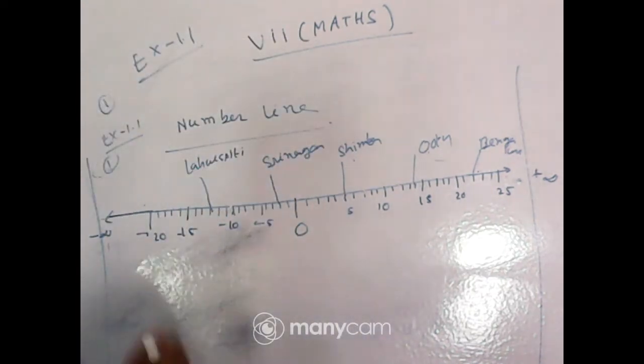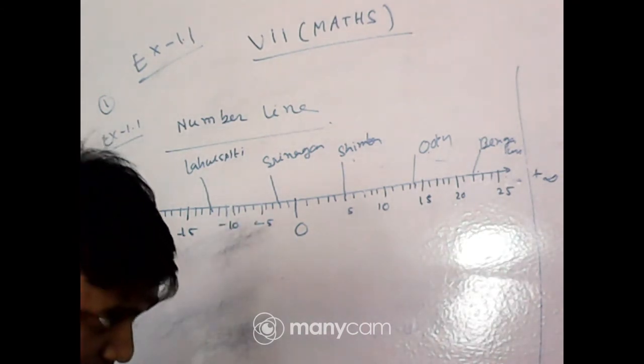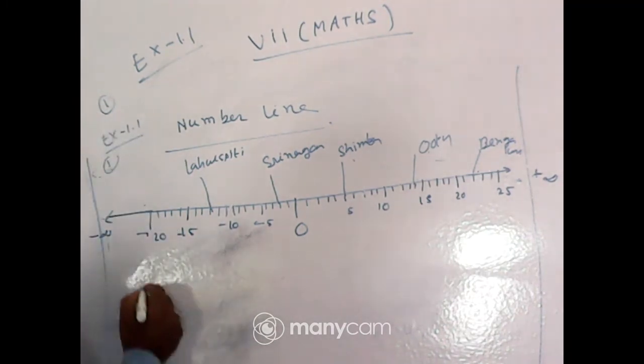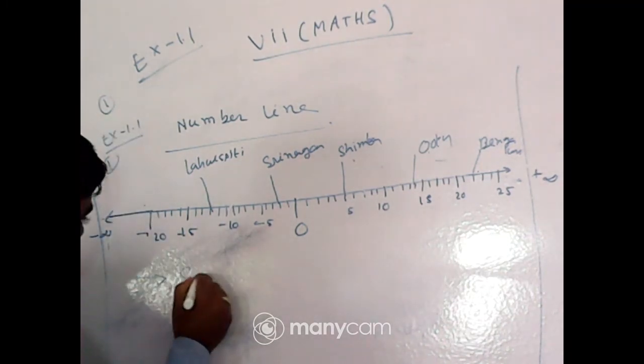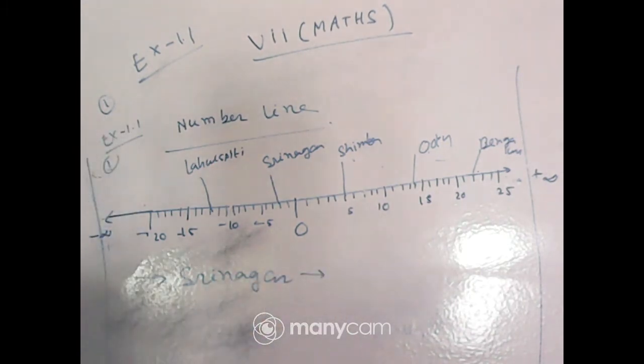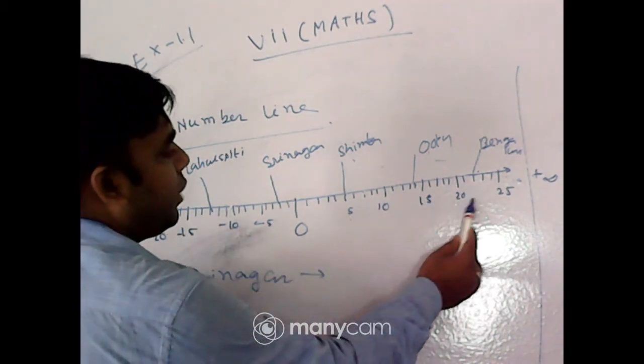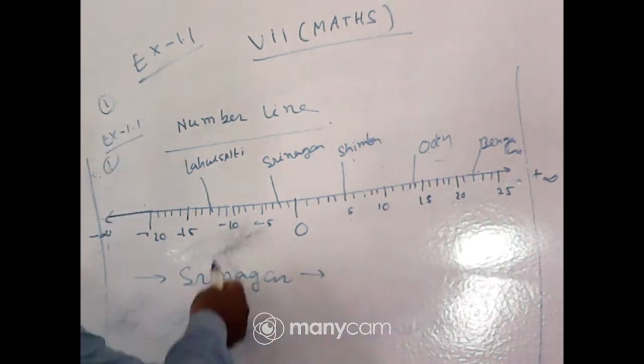So my first question, after watching that straight line, tell me what is the temperature of Srinagar? Quickly answer it. All are temperatures in degrees Celsius. That is 5 degrees Celsius, 10, 15, 20, and here minus 5 degrees Celsius, minus 10.